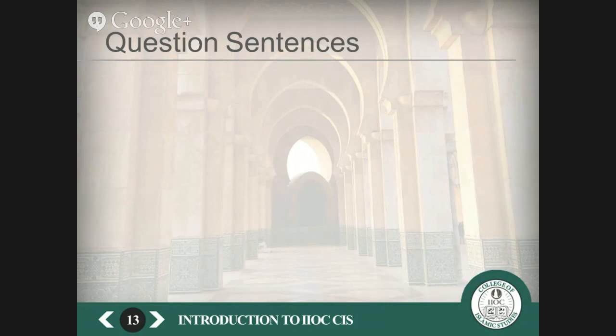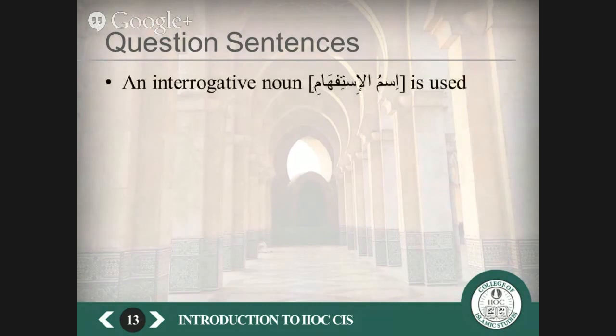Let's leave it. Okay. So question sentences. Now we want to make a question. If you want to form a question, you're going to use what's called an interrogative noun, ismul istifham. And you don't need to know any of these terms, interrogative noun or even ismul istifham. If you want to, great. These are all grammatical terms.